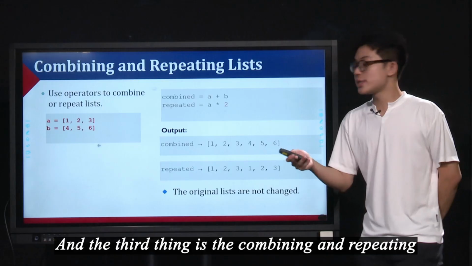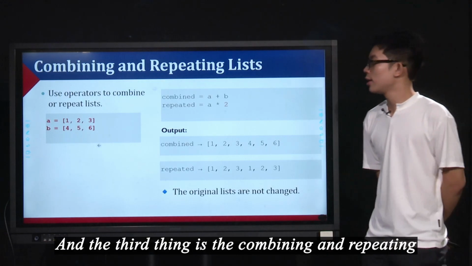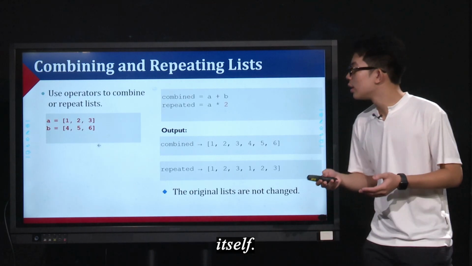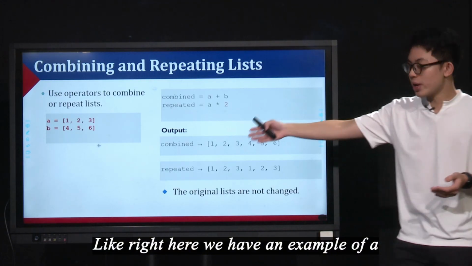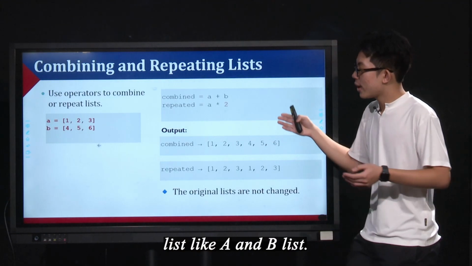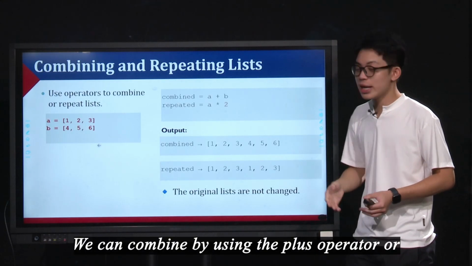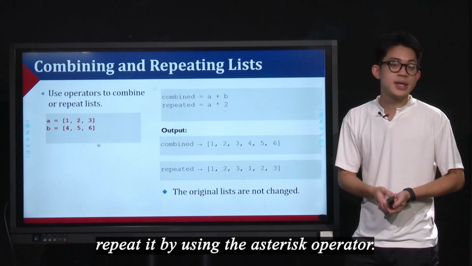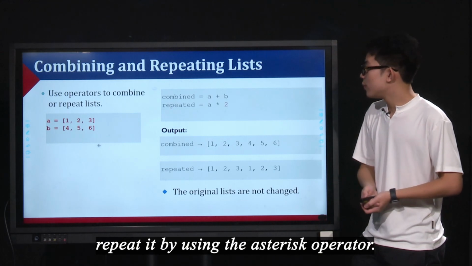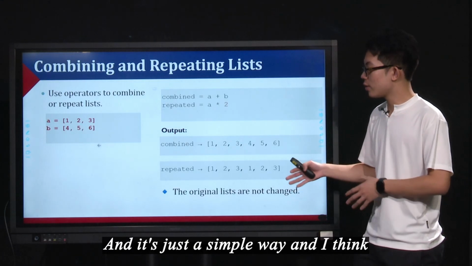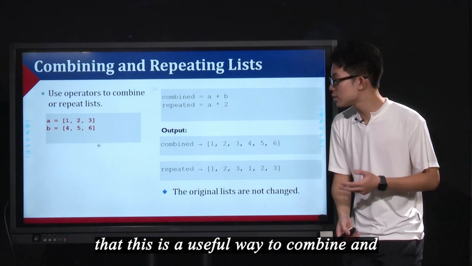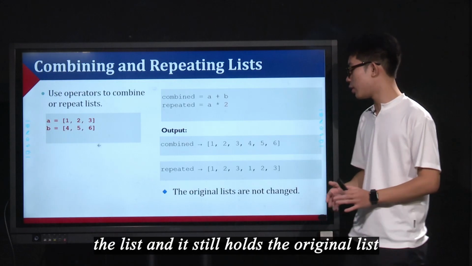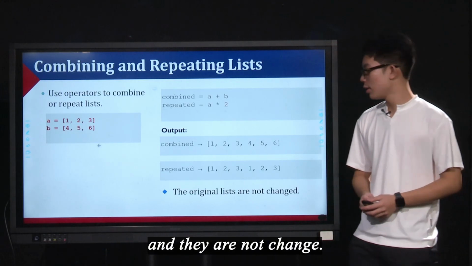The third thing is combining and repeating lists. We can use operators to combine lists or repeat a list. Right here, we have an example with lists A and B. We can combine them by using the plus operator, or repeat one by using the asterisk operator. It's a simple and useful way to combine and repeat lists, and it still keeps the original lists, which are not changed.